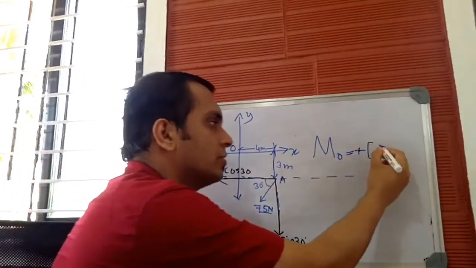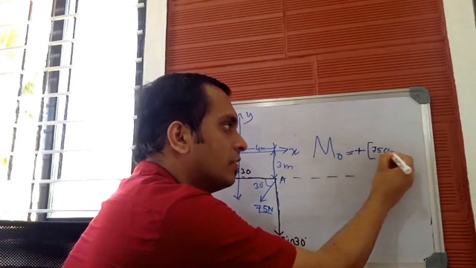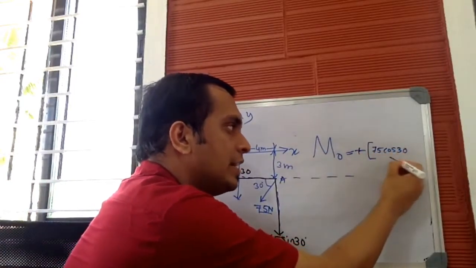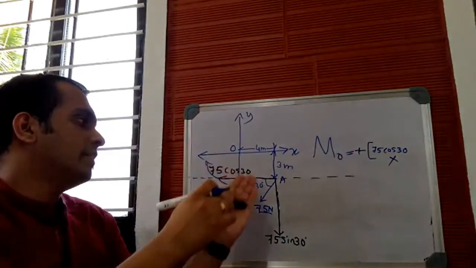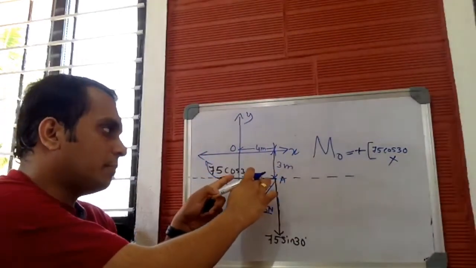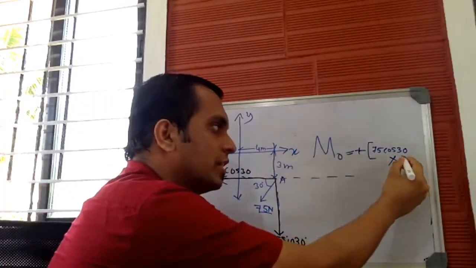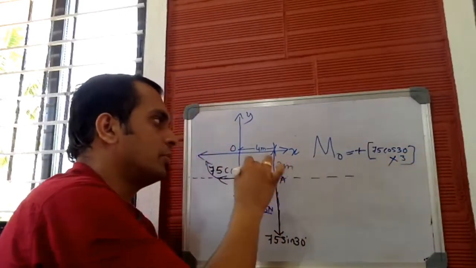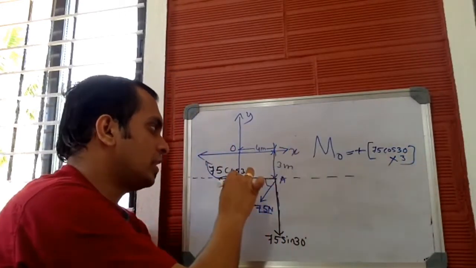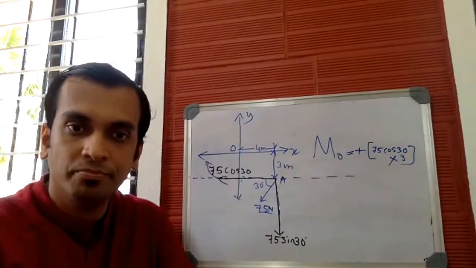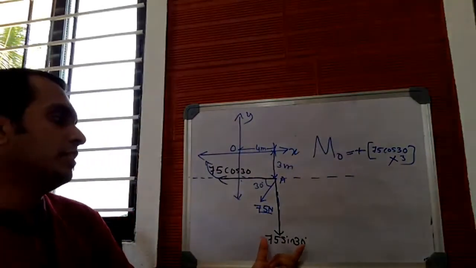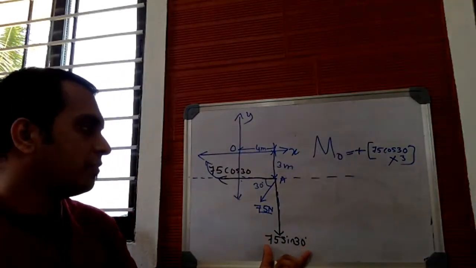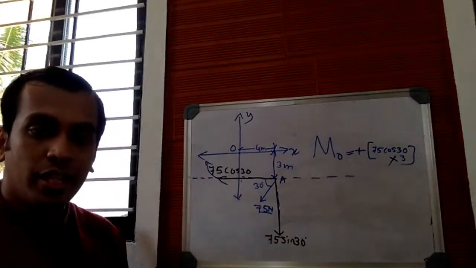What's the magnitude? It is 75 cos 30, into what's the perpendicular distance? This is the line of action, and the perpendicular distance from the line of action to point O is 3 meters. Done.